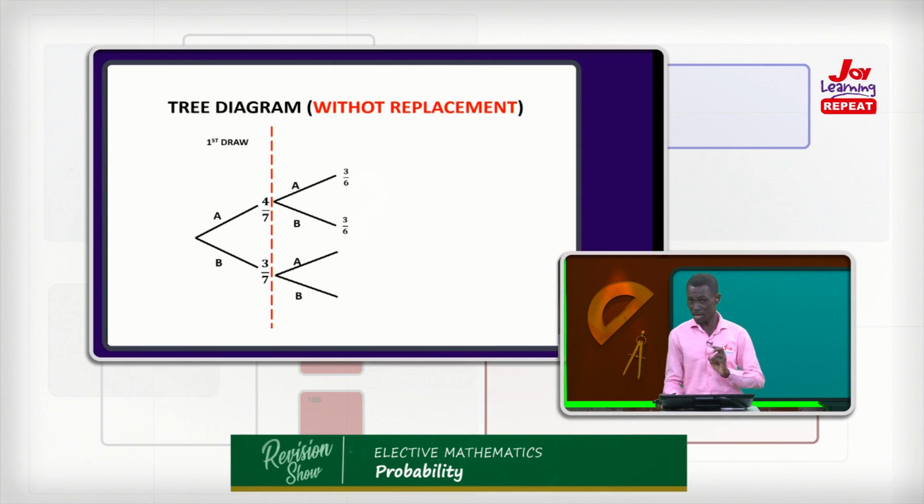Now, two things again happen. Number one, the number of unripe oranges reduces by 1. They are no longer 3, they become 2. And the number of oranges in all becomes 6. Please note that these are possibilities. So this part I am on shows that the first has not happened. In other words, I have not picked any other orange. This is the first orange I'm picking. It is unripe, 3 on 7.